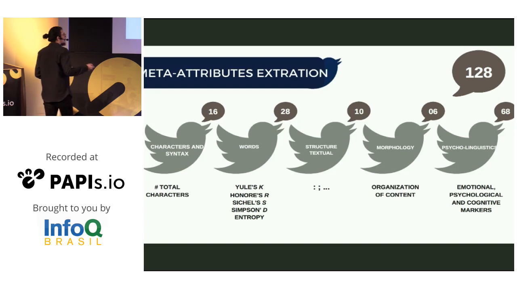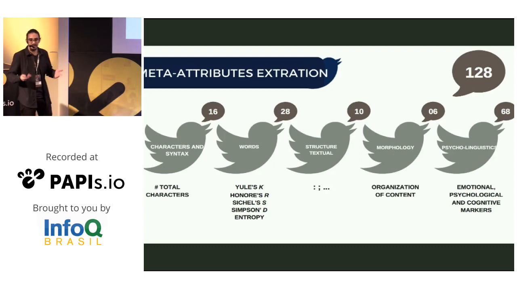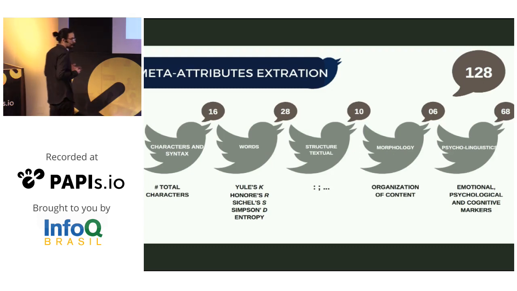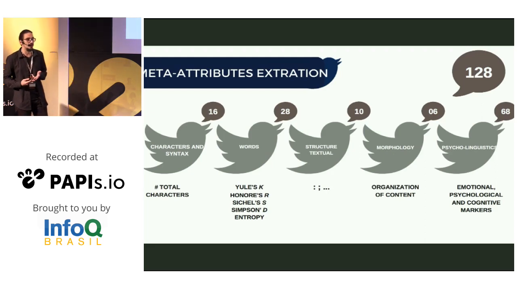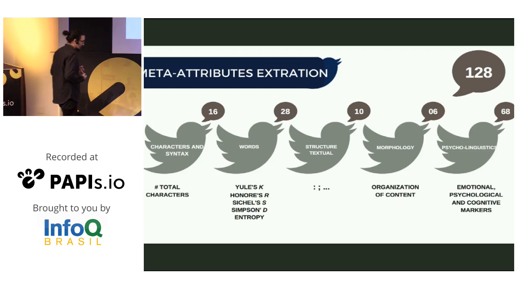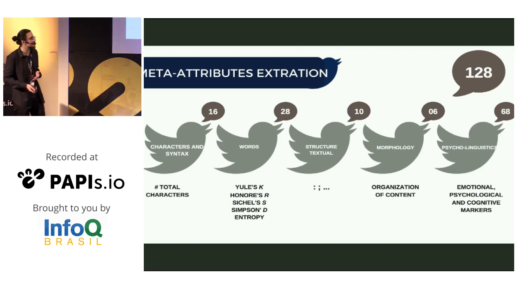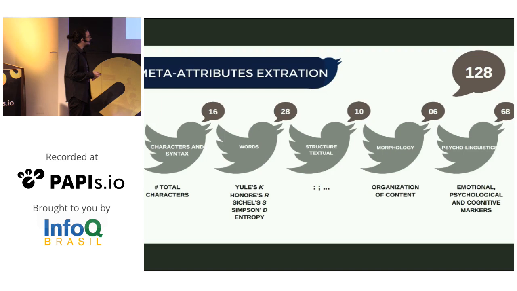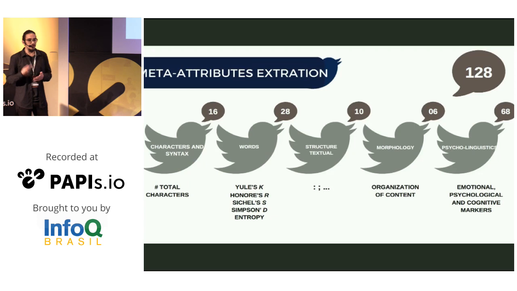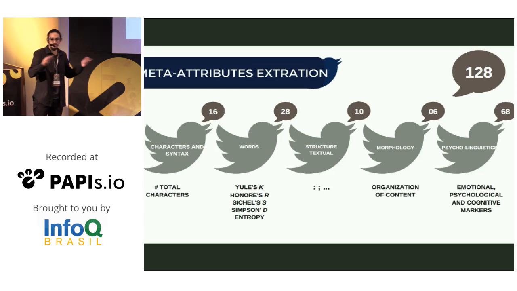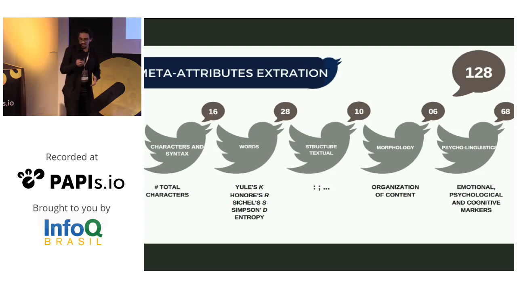And then we have also psycholinguistic cues. I had to go there and do some dictionaries in Python. So I have emotional dictionaries, for example, Portuguese positive words, negative words, neutral words. I have emoticons, emojis. I have positive emoticons, negative emoticons, neutral emoticons. I have some cognitive markers. For example, there are some psychology studies that say that women tend to use certain words more than men, and men tend to be more specific when they talk in social media, etc. So it's all in there.